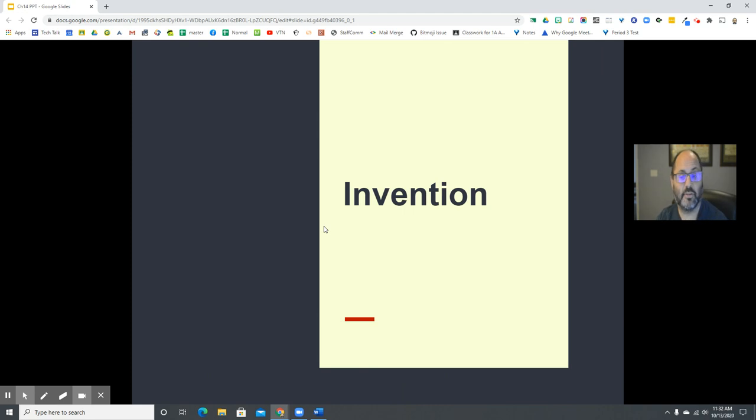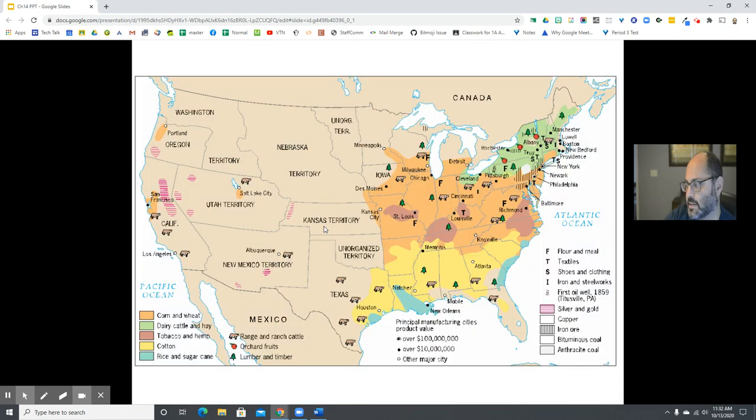So we're going to move off of immigration and now take a look at this invention piece. So what innovations and inventions are happening in this period, and what are their impacts? Looking at this map, this is the United States in this period, at least up to 1859. And you're going to get a sense of this idea that we'll talk about, regionalism. So regionalism is this idea that there are going to be different regions of the United States in this period that all work together in a way, but they're interdependent or potentially codependent on one another.